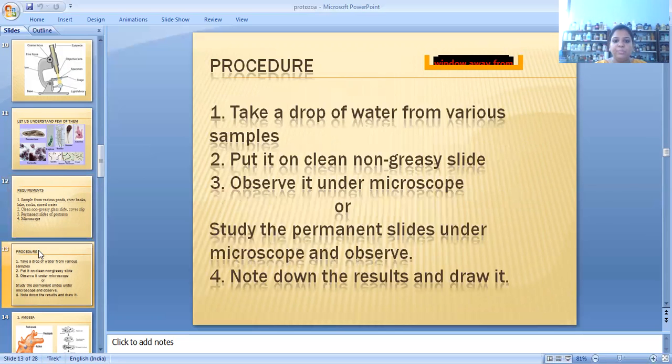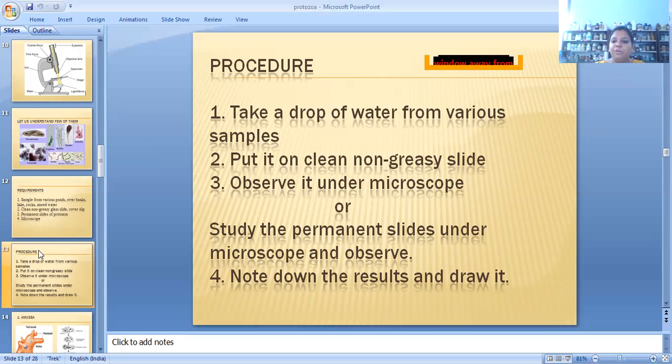Then what is the procedure? How do we make the slide? First, we have to take a clean, non-greasy glass slide. Then we have to mark it, as we know how we can label the slide. And then we have to put a drop of the sample or water, right? And then we have to place the cover slip and observe it under the microscope.